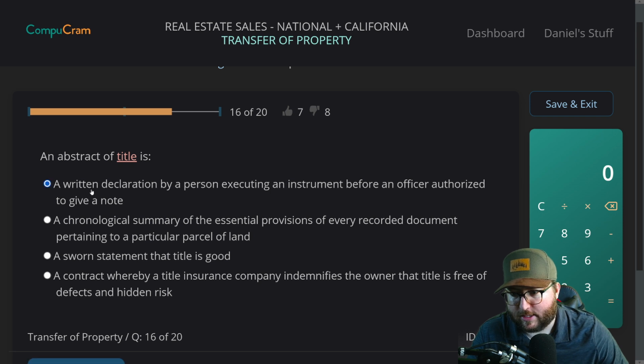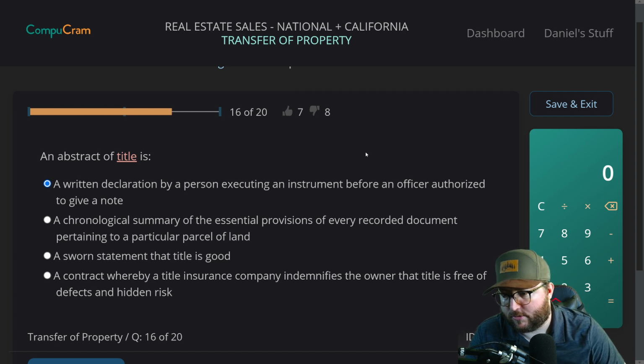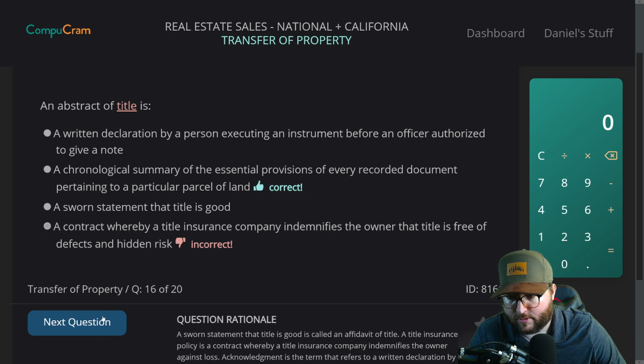I want to say it's this: a written declaration by a person executing an instrument before an officer authorized to give a note. Chronological summary. The abstract makes it seem kind of bad. Indemnifies the owner that the title is free. Maybe this one will change. We'll change our gut. Incorrect.